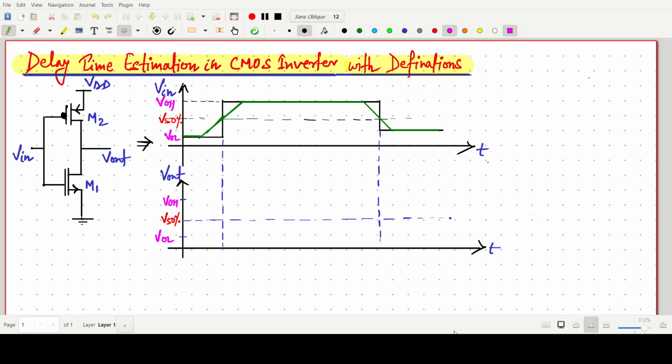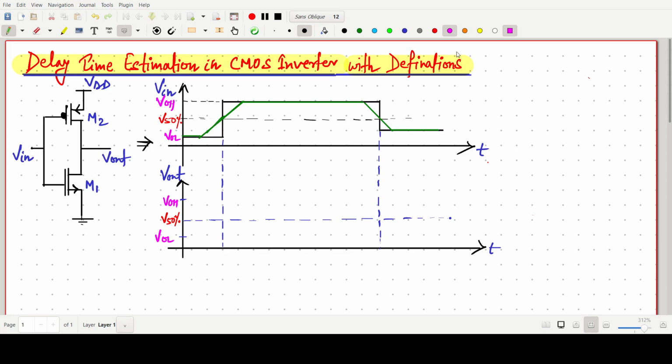Welcome everyone. In this video lecture, we will think about the delay time estimation in a CMOS inverter and its definitions. First of all, we have already drawn the CMOS inverter circuit having NMOS M1 and PMOS M2 transistors. The gate is connected to the input and we are taking the output across the drain. So, this is the fundamental circuit, and we have to draw the corresponding input and output waveforms for a traditional CMOS inverter circuit.